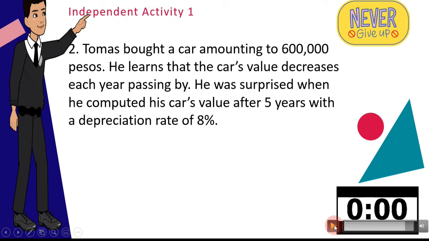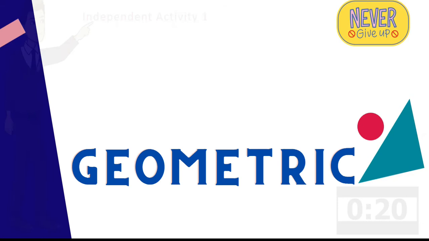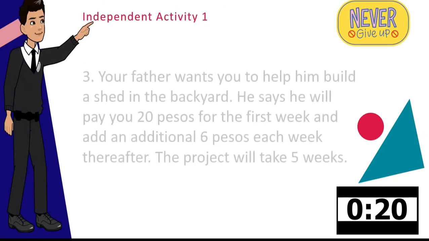Okay, stop. Dahil mayroon tayong multiplier or rate sa number 2, ibig sabihin nun, ang problem number 2 shows an example of geometric sequence. Very good. I hope you got it.